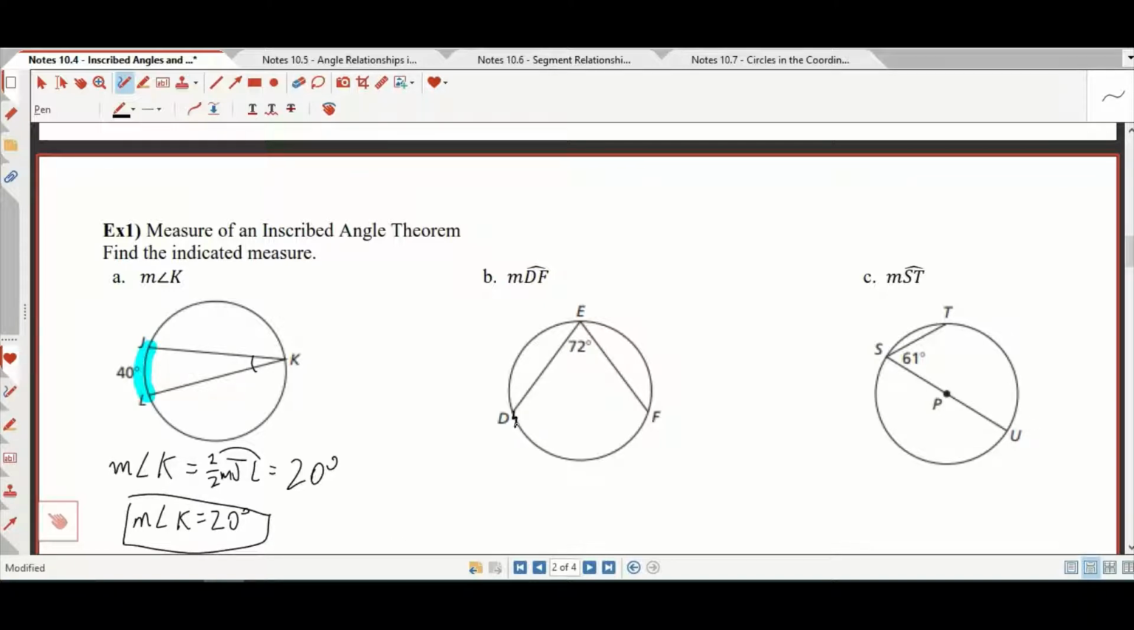The arc DF. So the opposite is true. Since angle E in DEF is 72, double that, and you get the measure of this arc. So the measure of arc DF is equal to 2 times the measure of angle E, which is 2 times 72, which is 144. That is, the measure of arc DF equals 144 degrees.